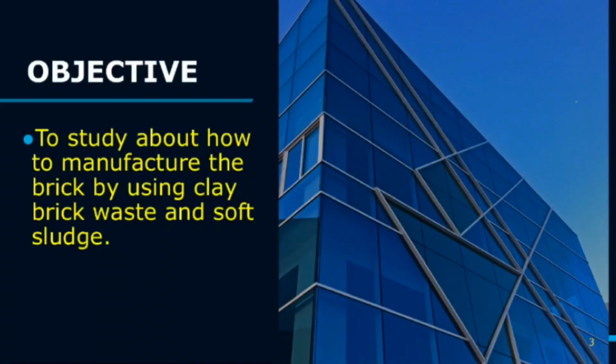Based on the study conducted, the amount of demolition waste is increasing daily, and the lack of non-renewable resources for manufacturing material in building occurs every day. The initiative in addressing the problem of manufacturing building material is by using waste material that is generated. The objective of this project is to study how to manufacture brick by using clay brick waste and soft sludge.